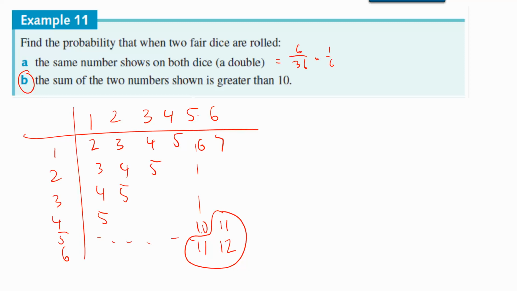Lattice diagram. Lattice. So it spells like this. Yep, lattice diagram. Okay, so this one would be 3 out of 36, 1 out of 12. Lattice, not lettuce. All right.